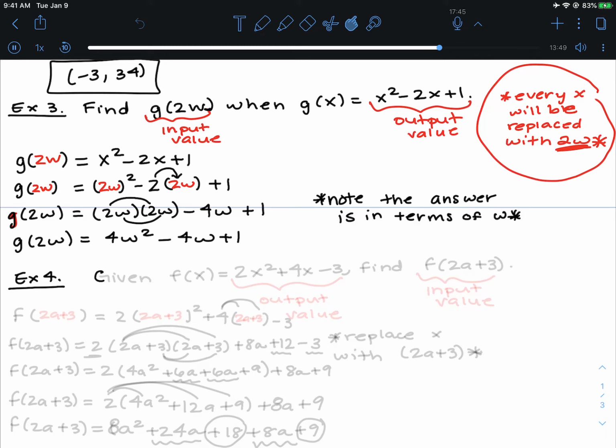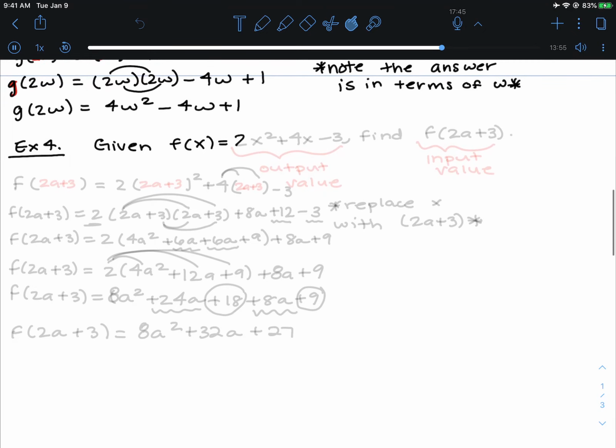So for example number 4, we are given f of x equals 2x squared plus 4x minus 3, and we want to find f of 2a plus 3. So once again, this right here is your input value, because that's what you're going to put into the equation, and what you put in should give you the output value. So that means wherever we have an x, x is going to be replaced with 2a plus 3.